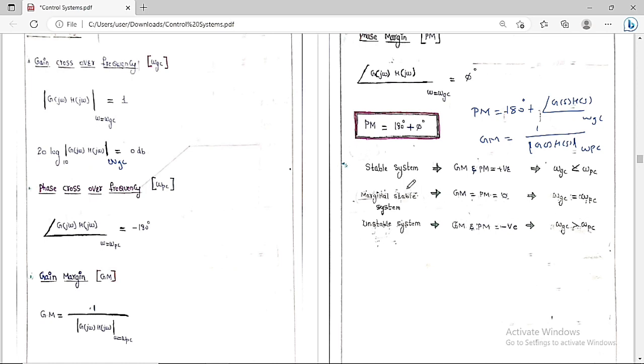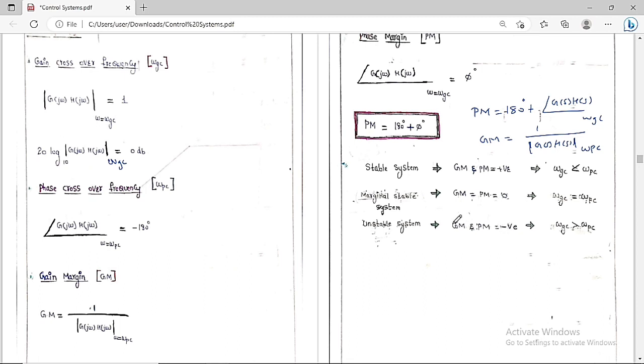So for the stable system, the gain margin is positive, the phase margin is positive, and the gain crossover frequency is lesser than the phase crossover frequency. Whereas in the marginally stable system, the gain margin is 0 dB, the phase margin is 0 degrees, and the gain crossover frequency is equal to the phase crossover frequency. Whereas in the unstable system, the gain margin is negative dB and the phase margin is negative degrees. Therefore, the gain crossover frequency is always greater than the phase crossover frequency. This one you always have to keep in mind.